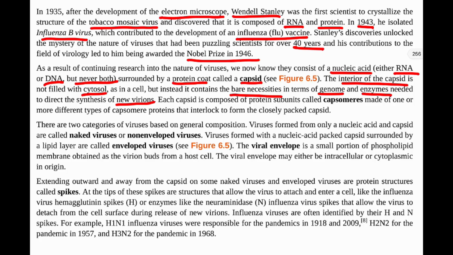So each capsid is composed of subunits called capsomeres, made of one or more of a different type of capsomere protein, and then they're going to interlock to form this coat, this outer region here that's going to protect those nucleic acids. There are two categories here of viruses based on their composition.